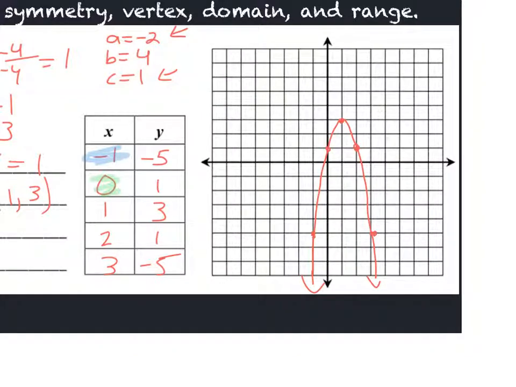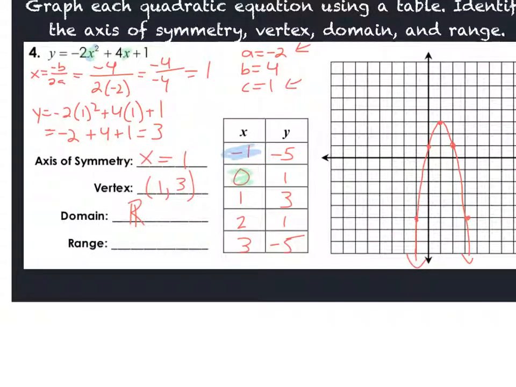It's opening down. So therefore, when we're doing our range, it's going to be y is less than or equal to, and it's going to be less than or equal to what? Well, what is the y value of your vertex here? That's going to be y is less than or equal to 3, because all of the y values are below 3. Okay, so that's why it's going to be y is less than or equal to 3.